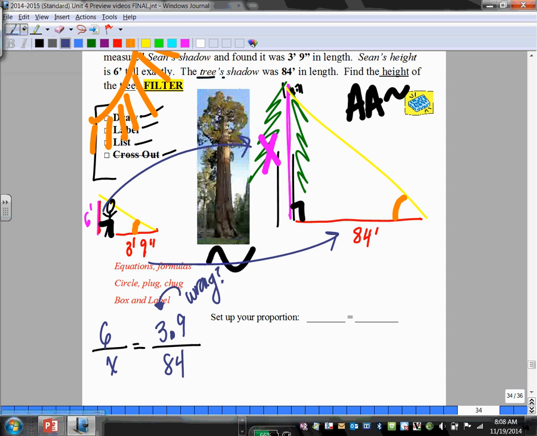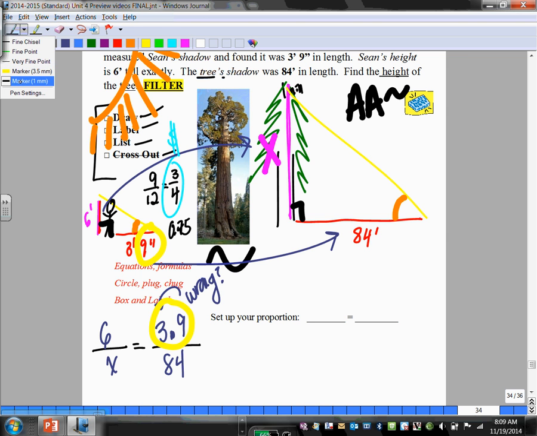Okay, students, so the problem with this, hopefully you caught it, is that's 3 foot 9 inches. That is not 3.9. So we have to translate this 9 inches into a decimal. The easy way to do that is just remember that's 9 inches, so it's out of 12. You're going to reduce that in a fraction. 3 goes in there 3 times, 3 goes in there 4 times. It's really easy to do this into a decimal if you think of money. 3/4 of a dollar is 75 cents. So our proportion is actually going to be 6 over x, that's height over height, equals 3.75 over 84.